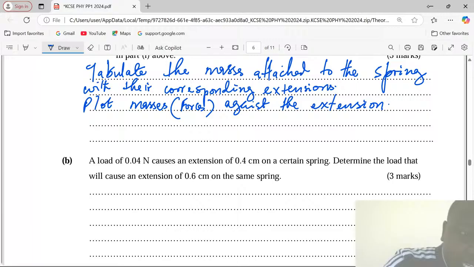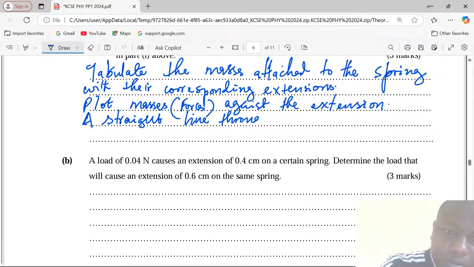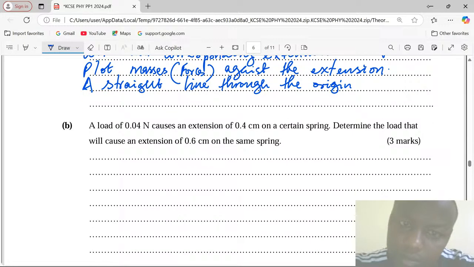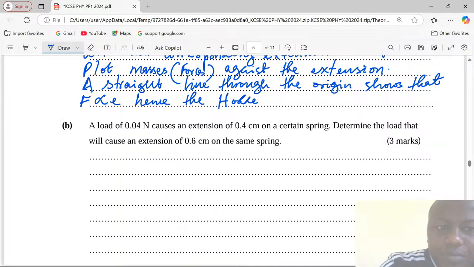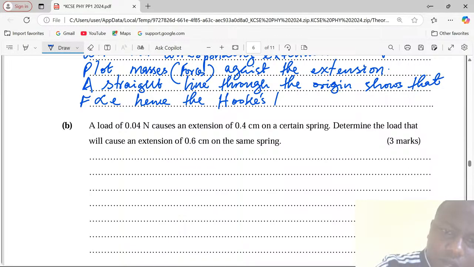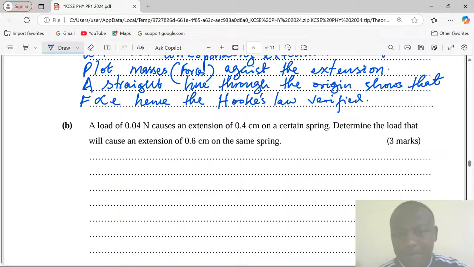So a straight line through the origin shows that force and extension are directly proportional. Hence, the Hooke's law verified.